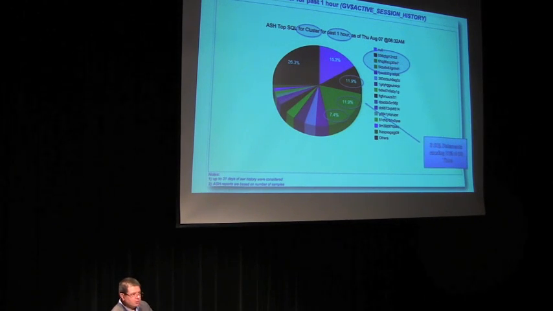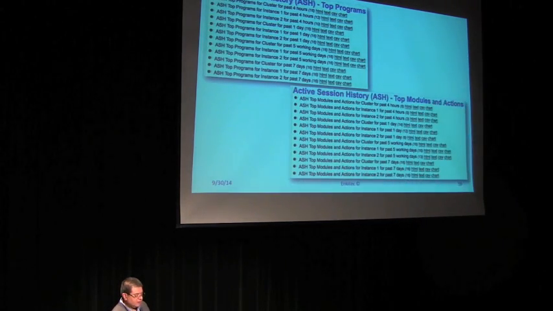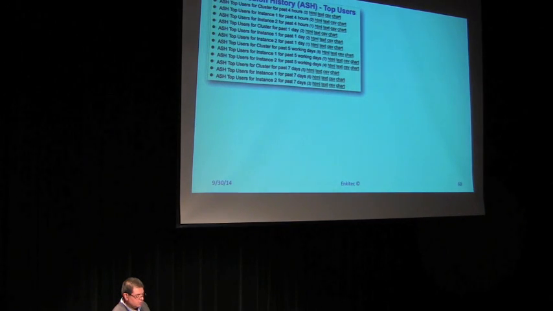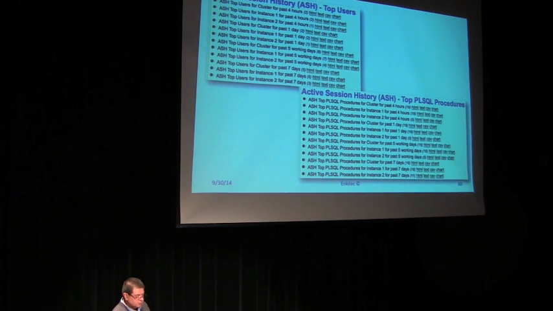Keep in mind, all this is because I do not have access to Enterprise Manager. So I need to find a method to get a good idea of what's going on with the system in one shot. One SQL, tell me everything about the performance of this database over time through multiple dimensions. Okay, that's pretty much what we're doing here. So we can see top programs, top modules, top users, top PL SQL procedures.